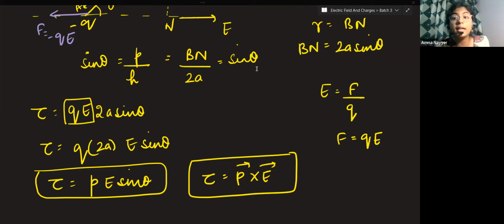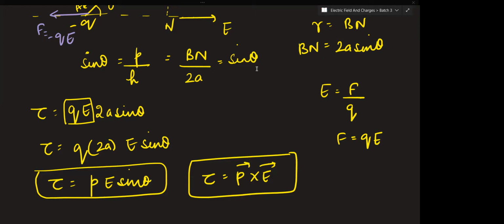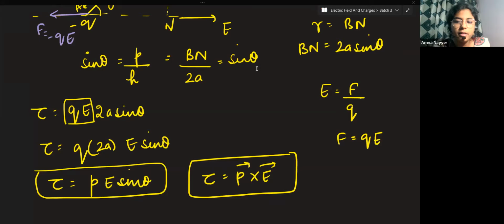Dipole moment, it's in front of you only. On the screen, it's there. Formula of dipole moment. Yes, Samia? Q multiplied by 2A. That is the dipole moment. Yes, Faha. That is Q multiplied by 2A.